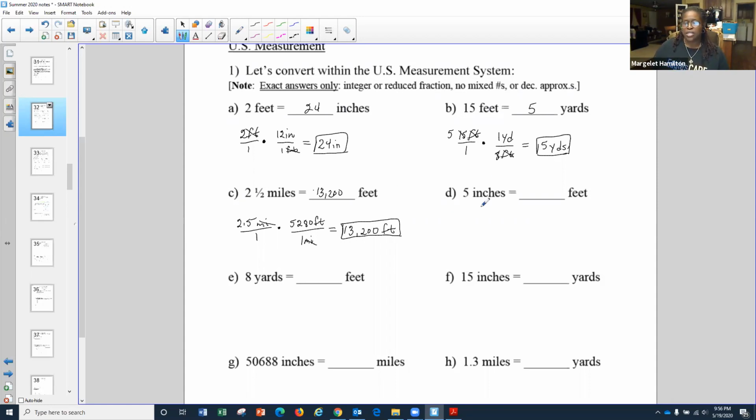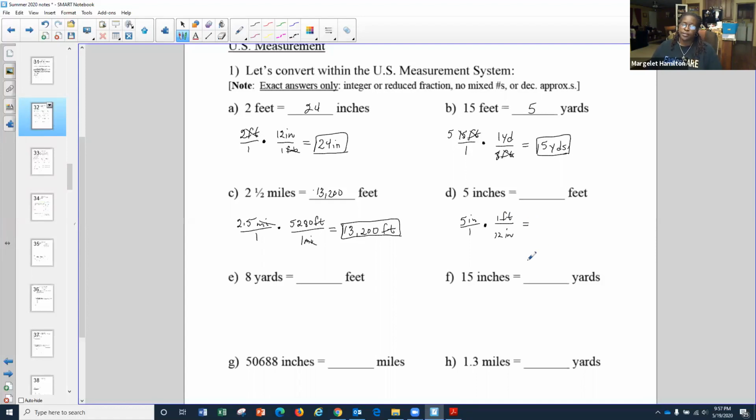All right, let's see what we got for D. So we have 5 inches. We transition it to feet. How many inches in a feet? What's the conversion? The conversion you should have used was 1 foot to 12 inches. Where's the inches? In the denominator. Why again? Because we have to cancel out our inches. So always remember they should be adjacent to each other so that you can cancel them out. So 1 foot, 12 inches.